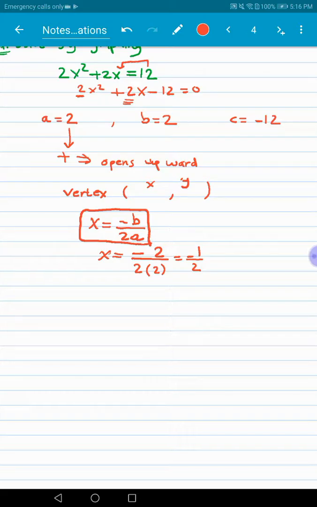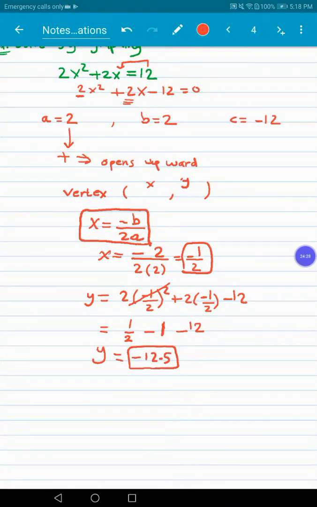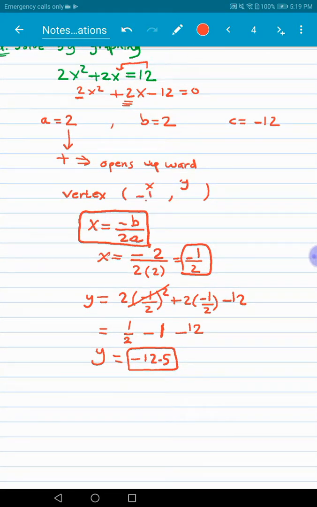To find the y, we replace the value of x, this one, in the equation. 2 times minus half squared plus 2 times minus half minus 12. Simplify it and you will get minus 12.5. So the x is minus half, the y is minus 12.5.